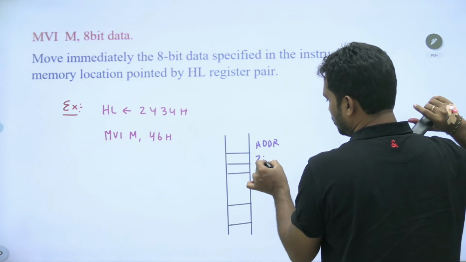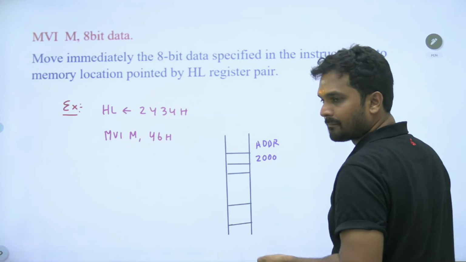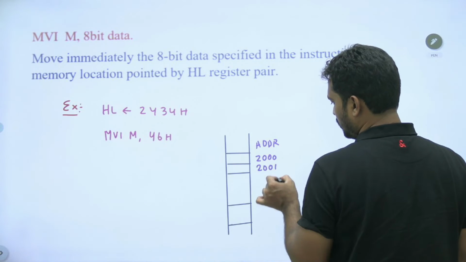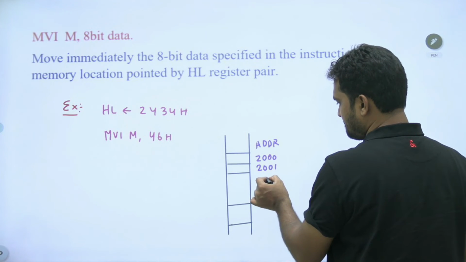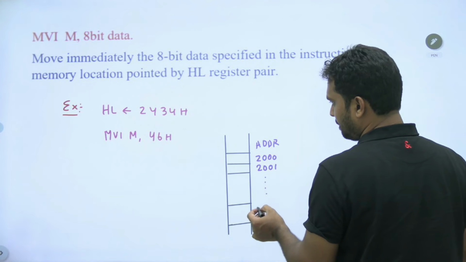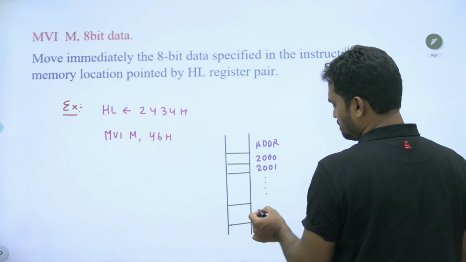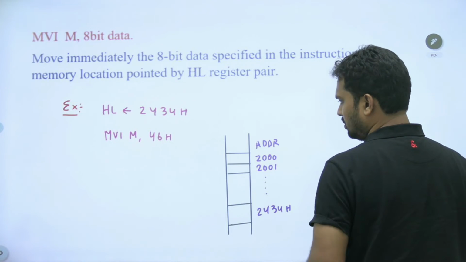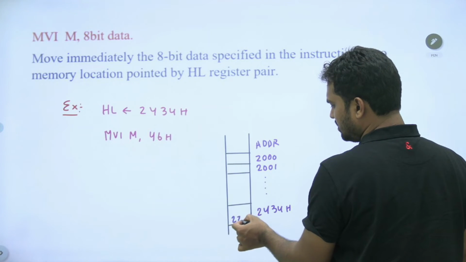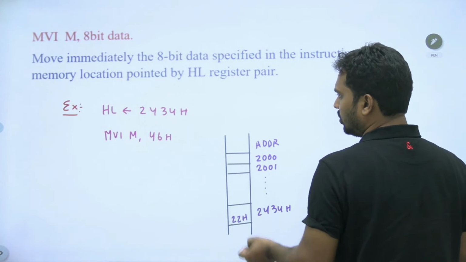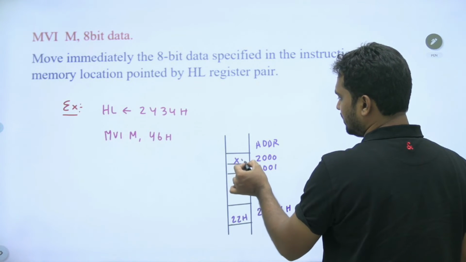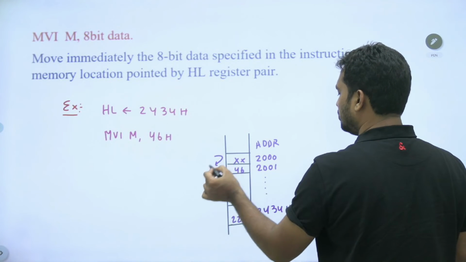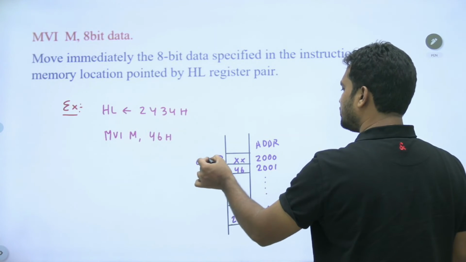Address 2000. Okay. 2001 has 2434, some random junk number is there. Here I'll write the instruction MVI M, 46. Now I'll do the opcode fetch.